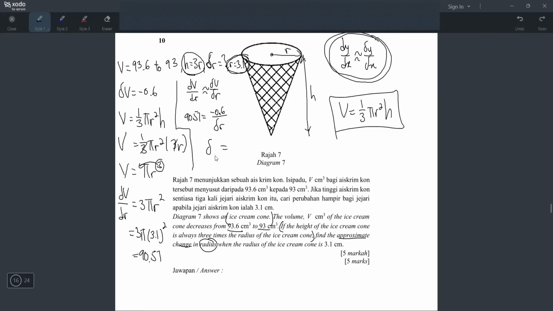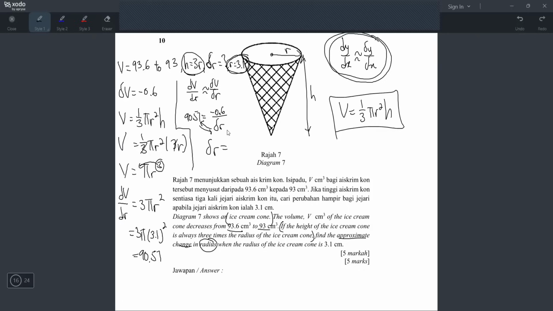Now I can find my delta R. I will press negative 0.6, divide answer, because the delta R can move up here. When it moves up here, it becomes times, and then 90.57 can move back down, becomes divide. It means you just switch places, these two. So now we press negative 0.6, divide answer. Use the answer button, it will be more accurate. Okay, so negative 0.6, divide answer.